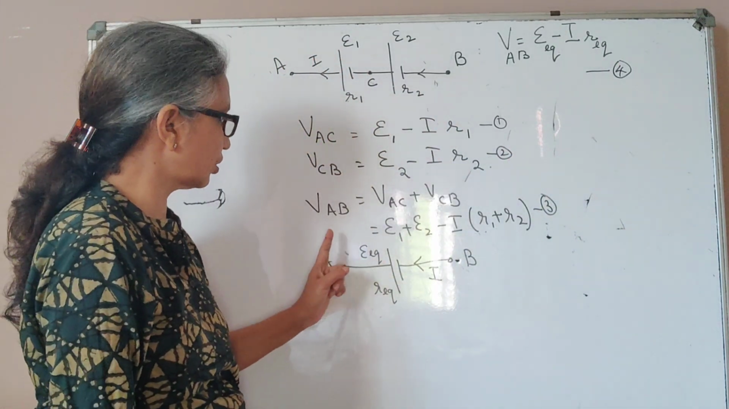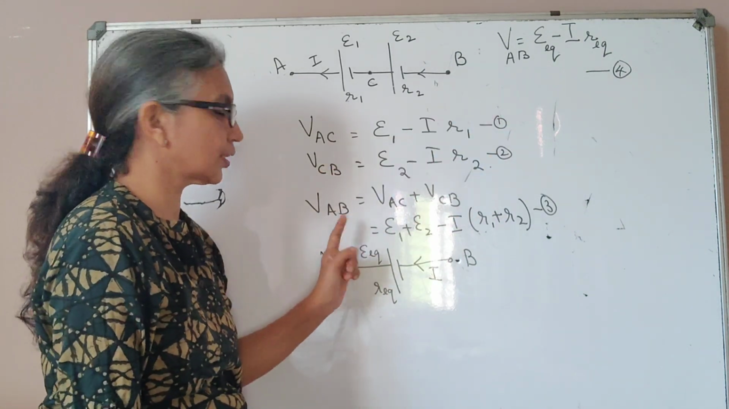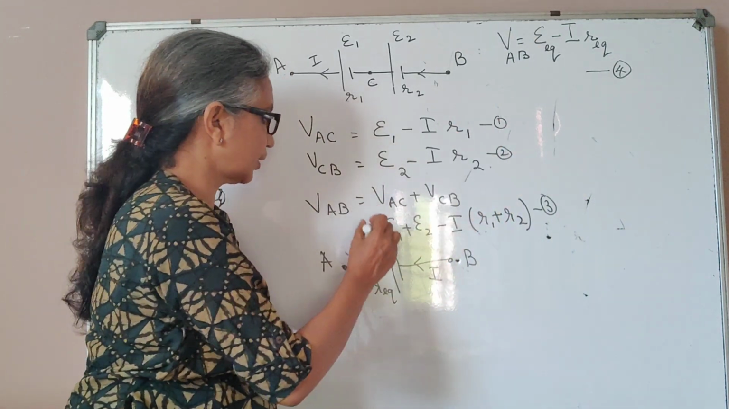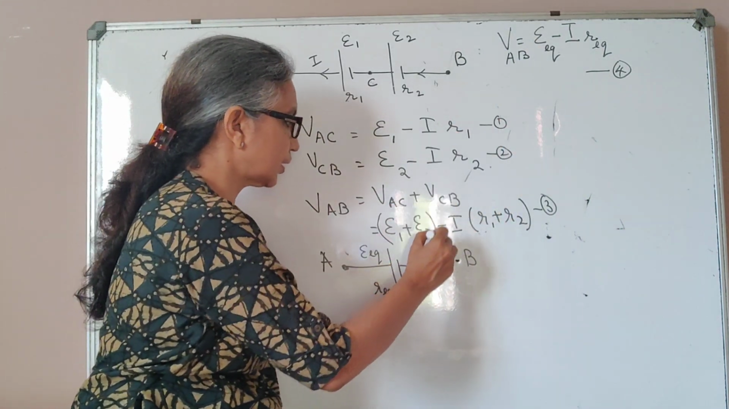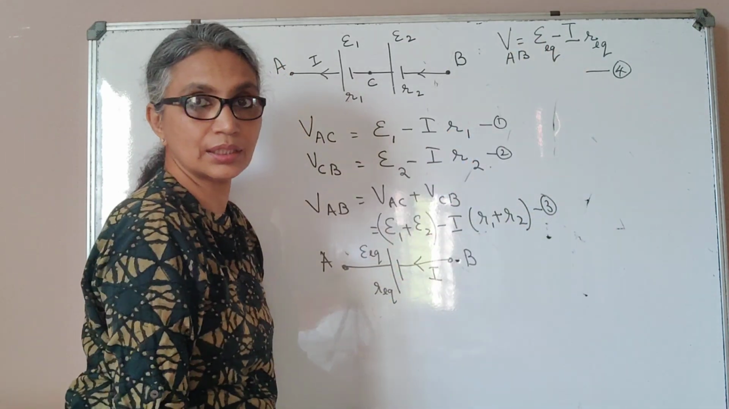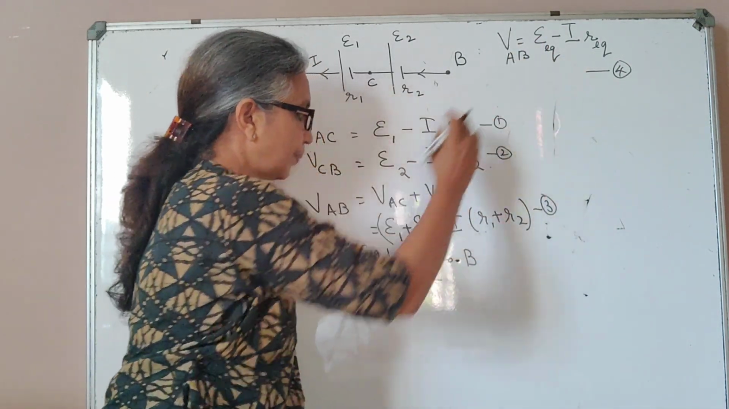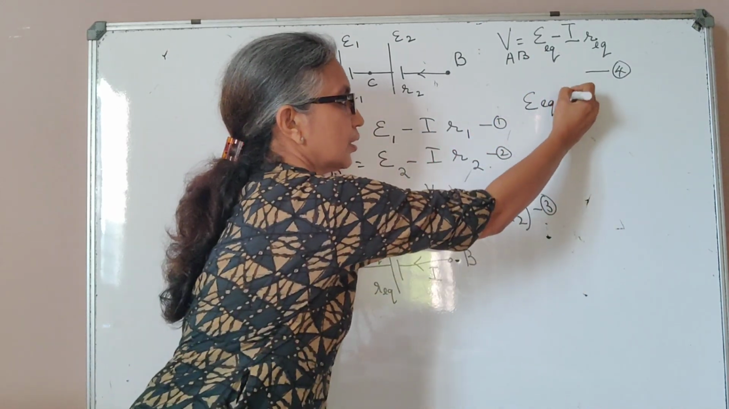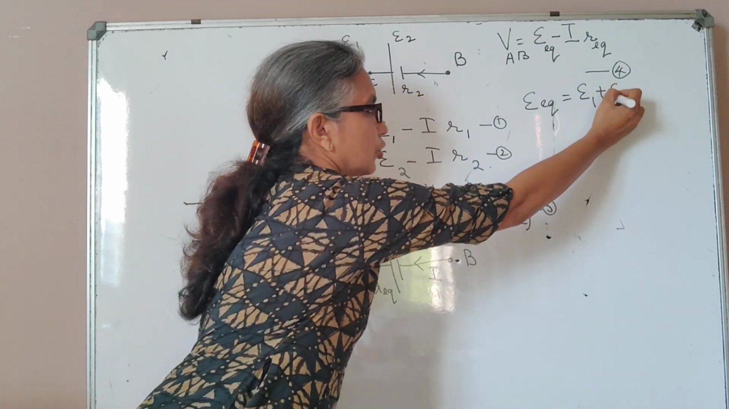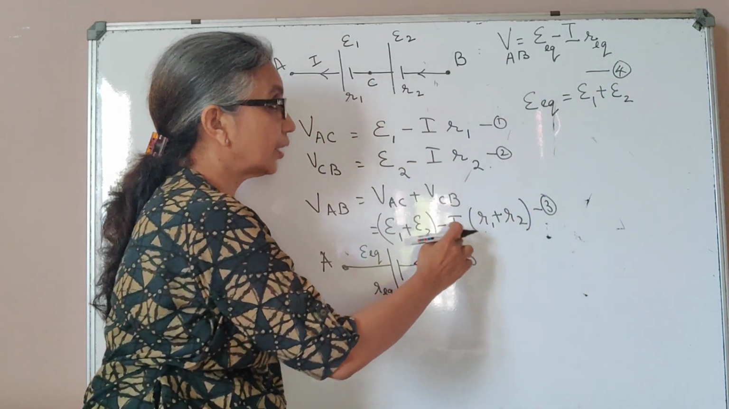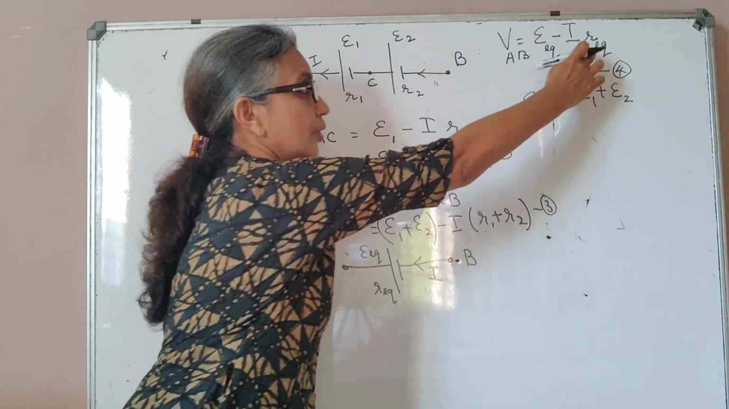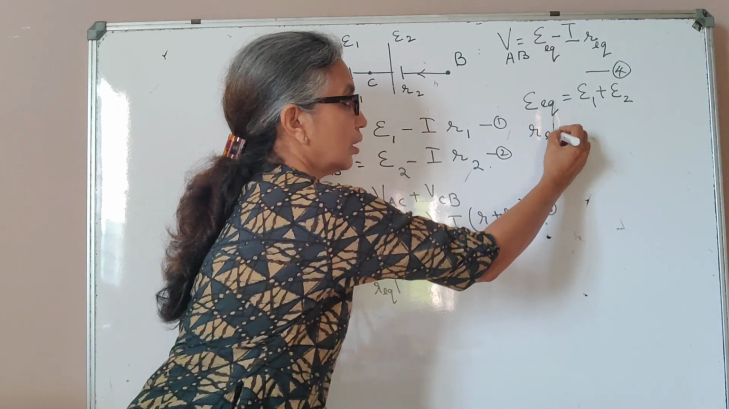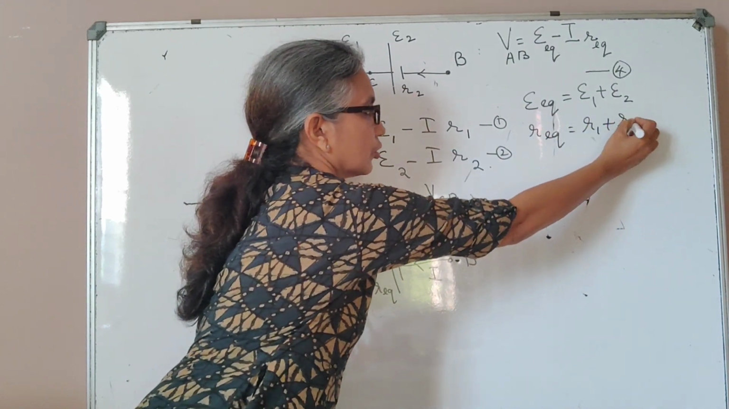Now if I look at equations 3 and 4, the left hand sides are the same, so I may equate the right hand sides. Here I will see that this E1 plus E2 is what I have as the E equivalent. So I may write, comparing the two equations 3 and 4, the E equivalent of two cells in series is going to be E1 plus E2, and the other term, minus I, is common for both the equations. So naturally this R equivalent must be R1 plus R2. So we have R equivalent equal to R1 plus R2.